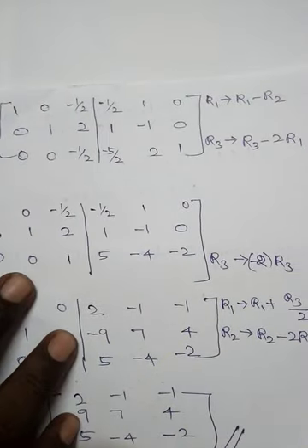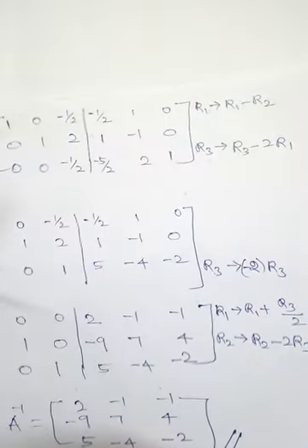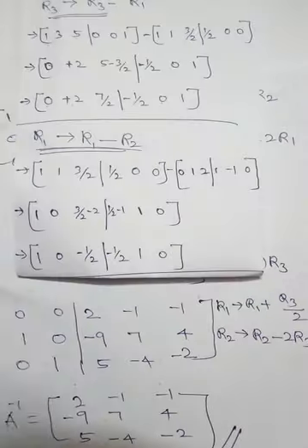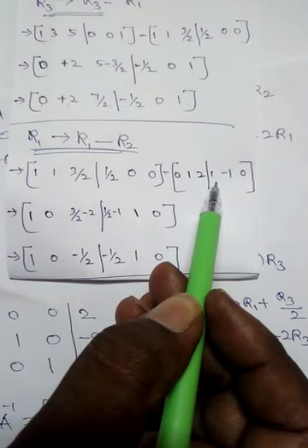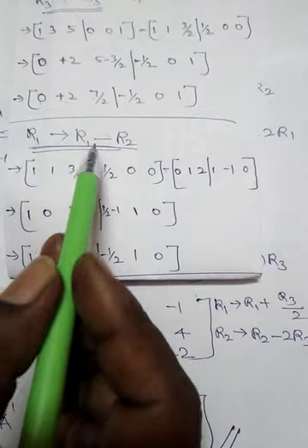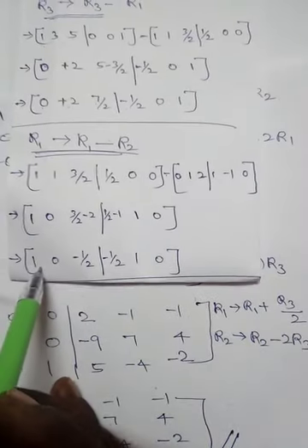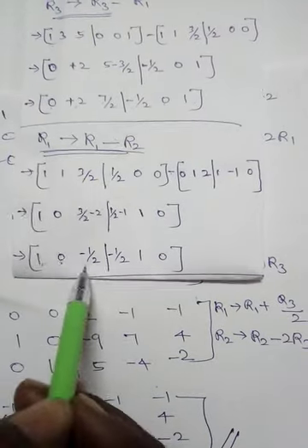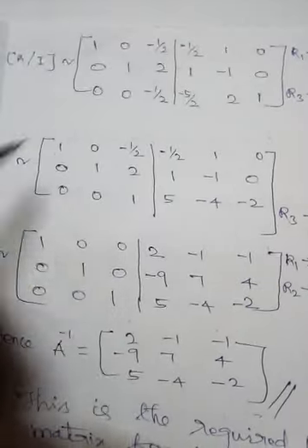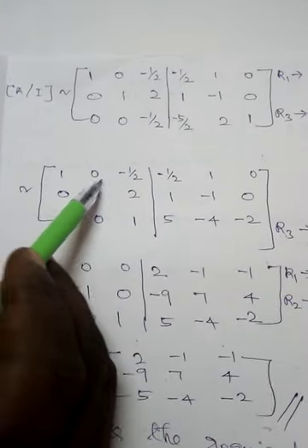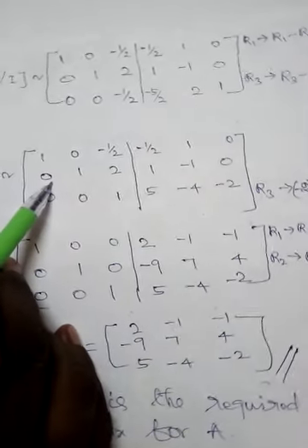Now go to the first row. The first row will be R1 minus R2, where this is the second row. In a simple way I am going to subtract these two. So we will reach 1 0 minus 1 by 2 minus 1 by 2 1 0. I am going to substitute this instead of the first row, and then the second row is written as it is, there is no change.